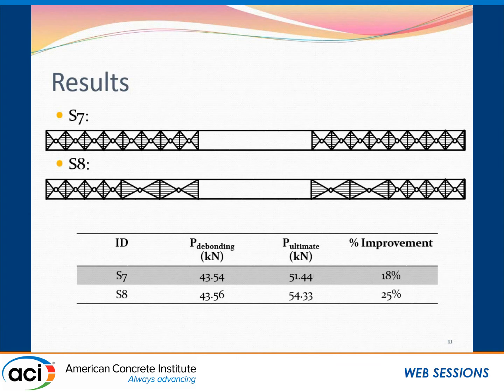Next, I'm just showing the ultimate load that we predicted versus the load at debonding, which would be the limit state if we didn't have anchorage, to show the effect of anchorage in this case. And we can see that for slab 7, the strength increased from 43.54 kilonewtons to 51.44 kilonewtons, and that's approximately an 18% increase. While for slab 8, the strength increased from 43.56 to 54.33 kilonewtons, and this is a 25% increase. So this shows the effect of spike anchorage and how it improves the behavior.